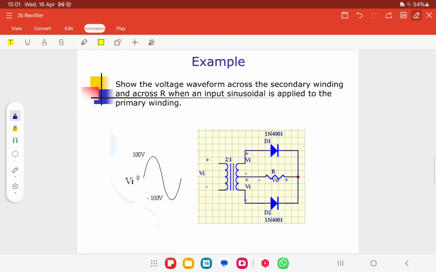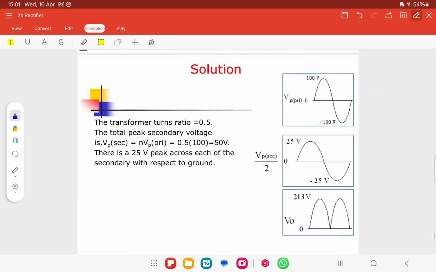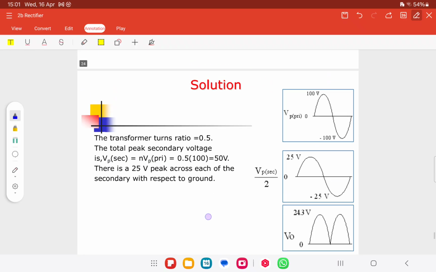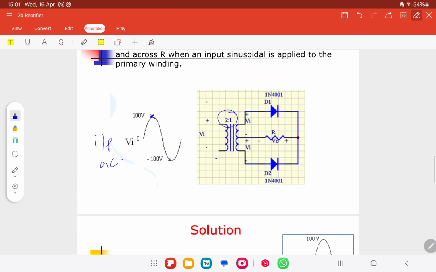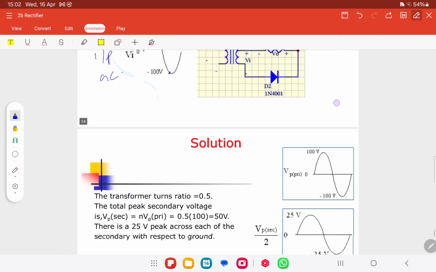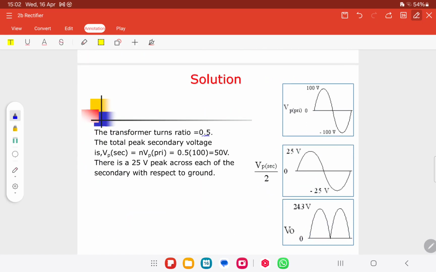Okay, so this is the voltage waveform. This is the input, the AC signal. We have the Vmax and this is the Vmin. This is the voltage waveform across the secondary winding and across the resistor when the input sinusoidal is applied at the primary winding. So we need to take the winding ratio into consideration. It can be step down or step up, depending on the value given. For this one, since it is 2 at the primary and 1 at the secondary, it means step down, it becomes 0.5. So we need to calculate.